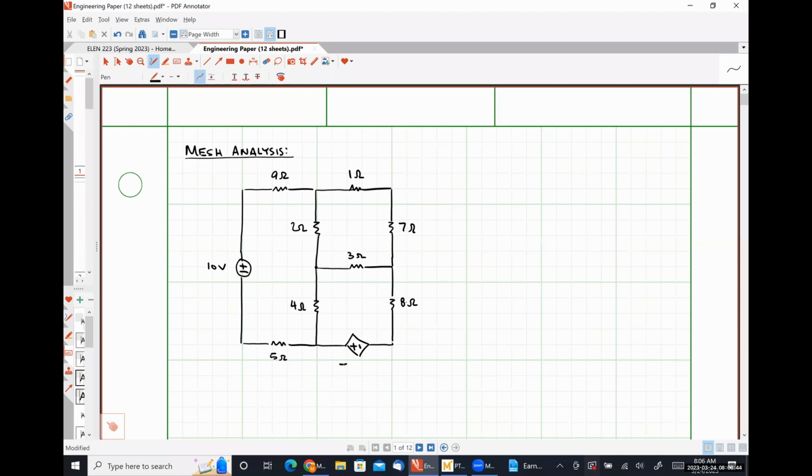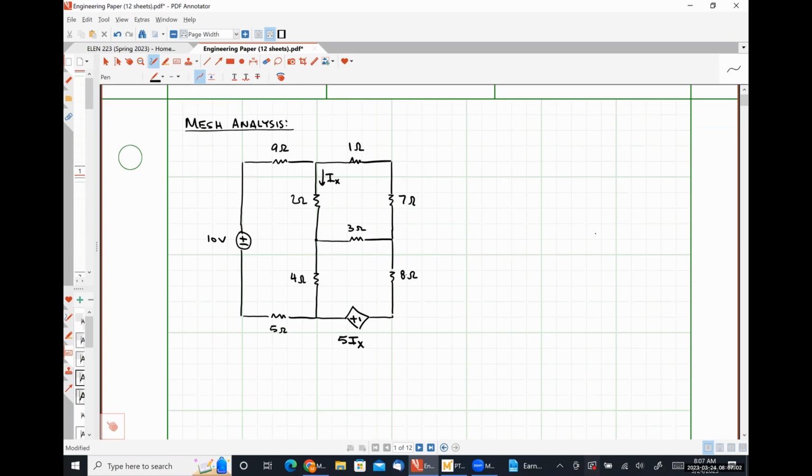A 5 IX voltage source, and let's consider IX to be the current flowing down through this 2-ohm resistor.